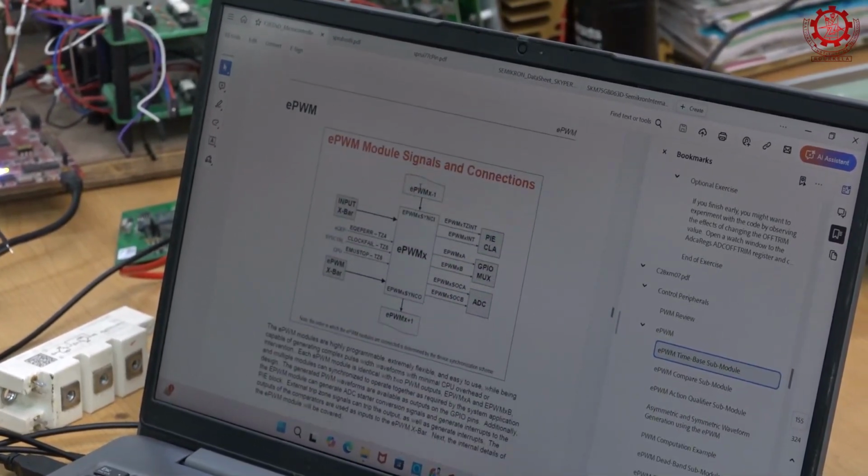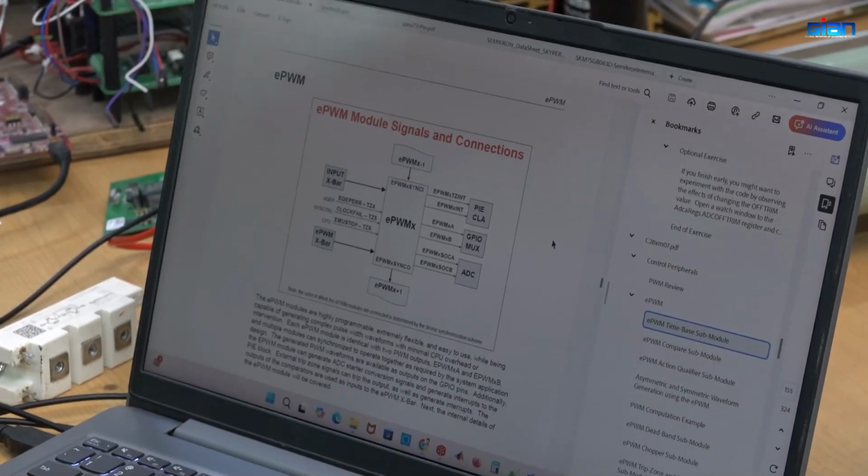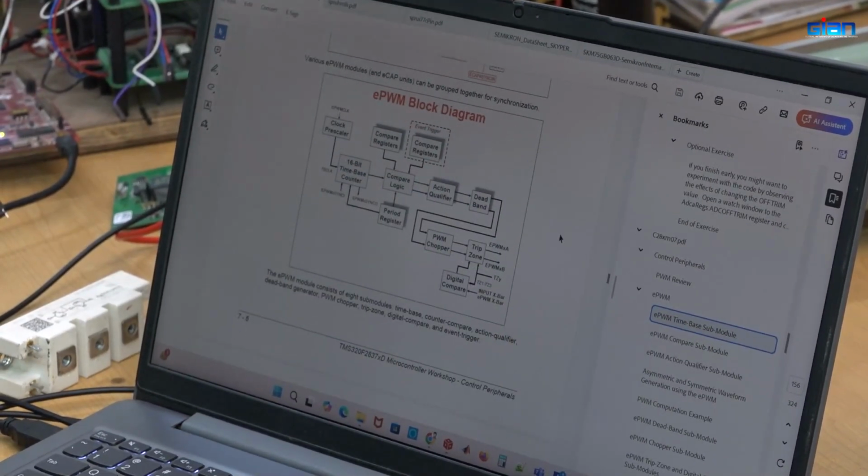So this is the EPWM module signals and connection. This is the EPWM block diagram here.